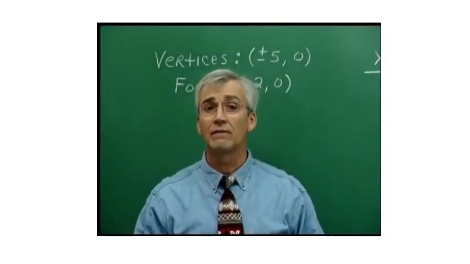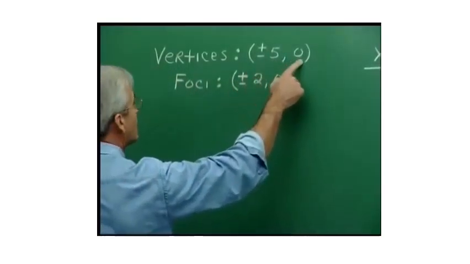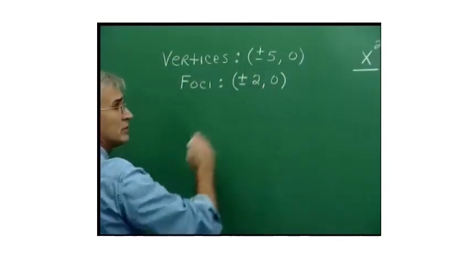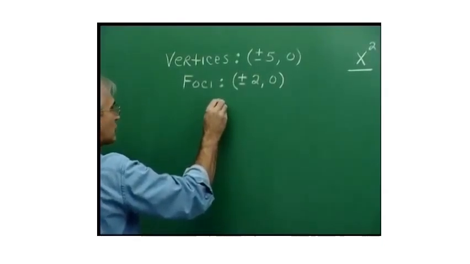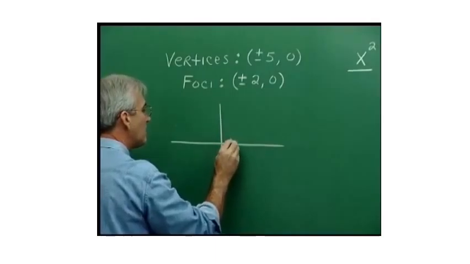Let's construct the graph of the ellipse given this information. We have vertices at plus or minus 5, 0, foci at plus or minus 2, 0. We might start by structuring a little graph. Now, plus or minus 5, 0.